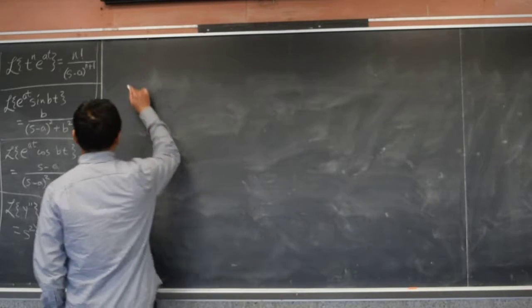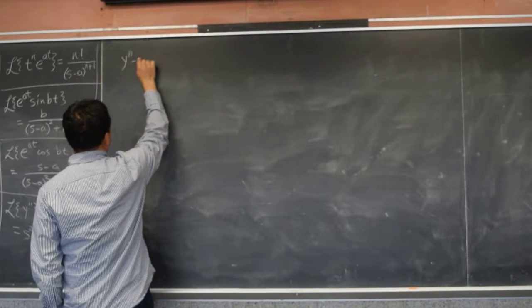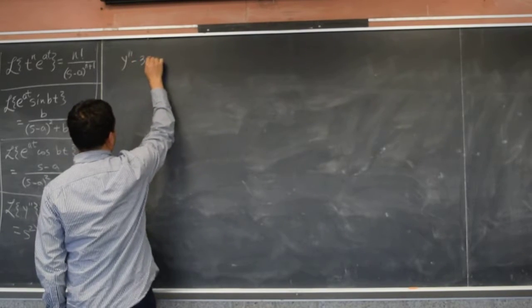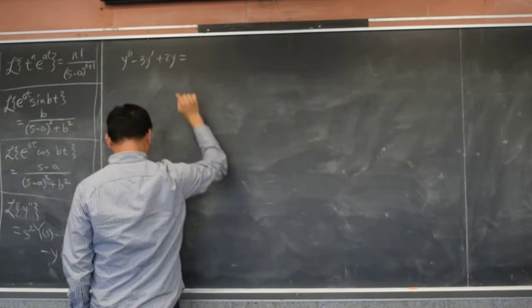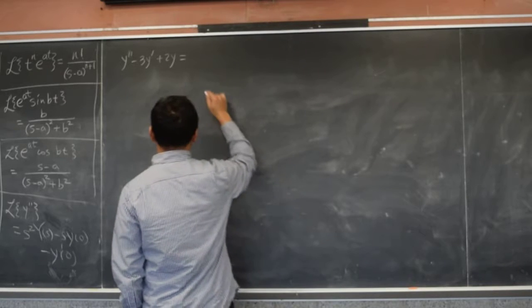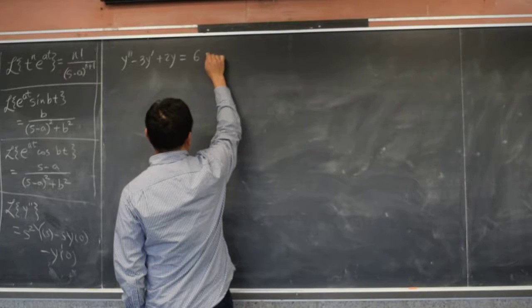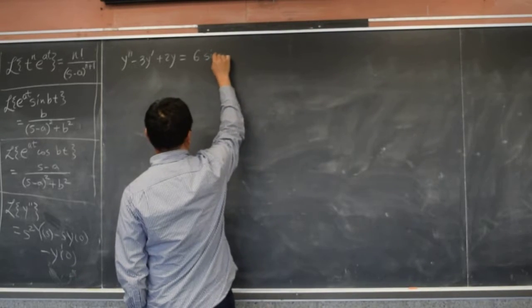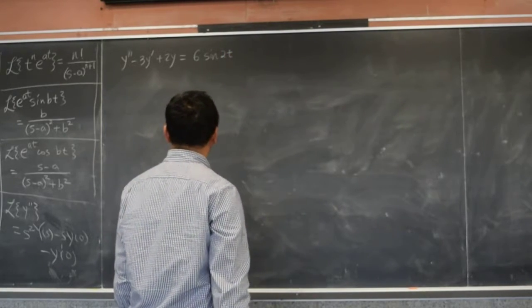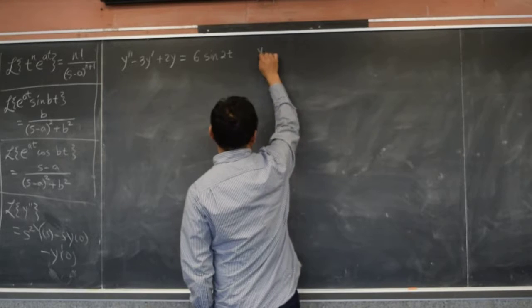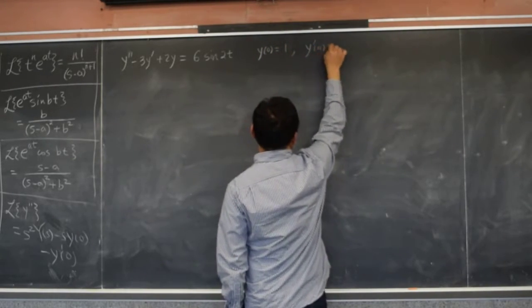So let's try the following. y double prime minus 3y prime plus 2y equals 6 sine 2t, with y of 0 equals 1, y prime of 0 equals 0.